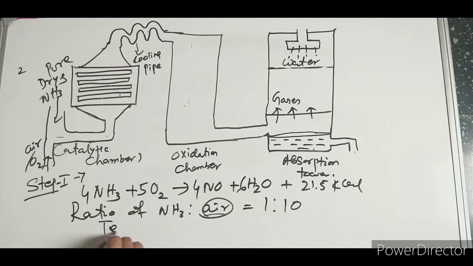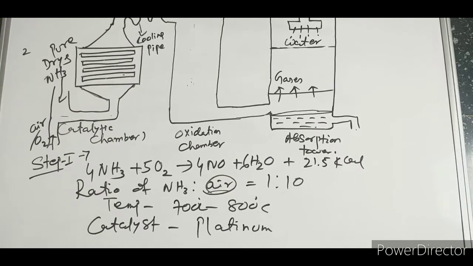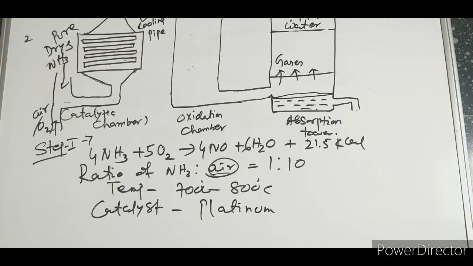And what should be the temperature? Temperature should be 700 to 800 degrees Celsius. What will be the catalyst used here? Catalyst uses platinum. Platinum is the catalyst used here. And here the reaction is a highly exothermic reaction.